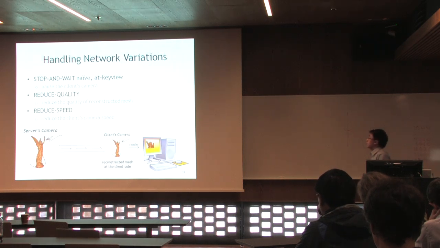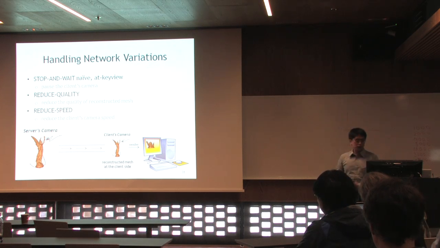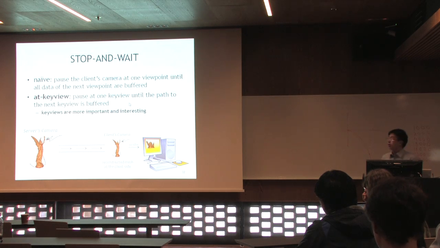We have studied three basic schemes to answer the question: what should the client and the servers do when there is insufficient available bandwidth and the client cannot play back the preview in full quality or at full speed? The first obvious solution is to pause the cameras until the data of the next viewpoint is completely downloaded. But this is undesirable because it will cause frequent pausing of the camera's movement.